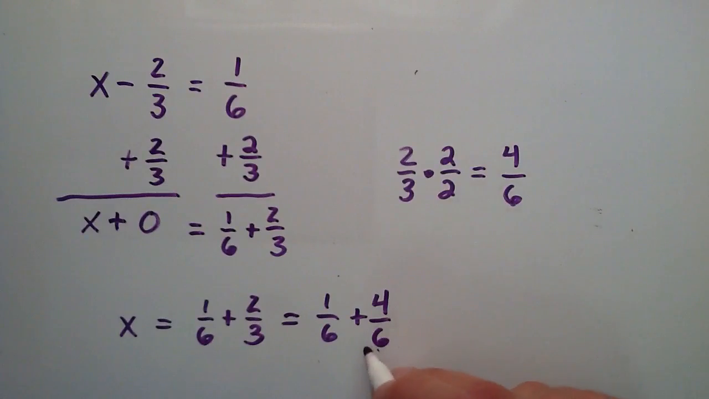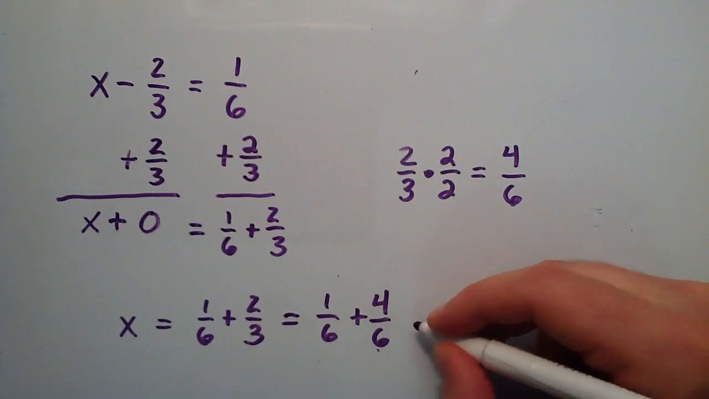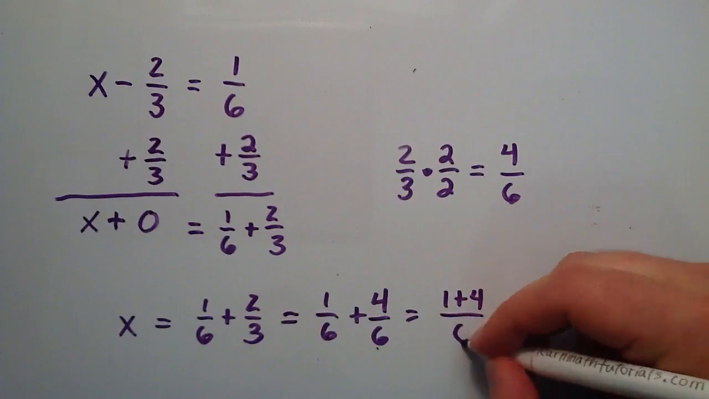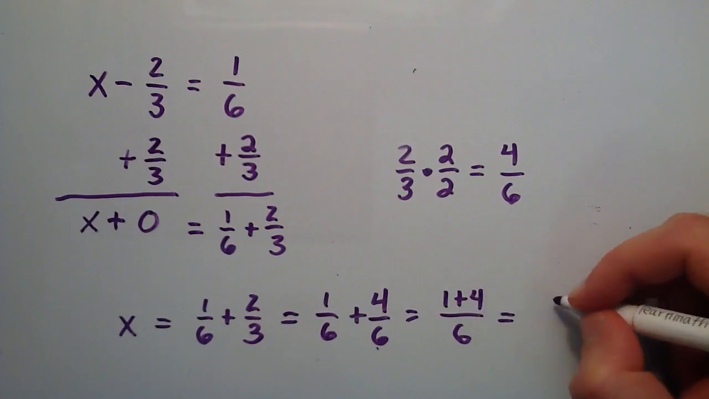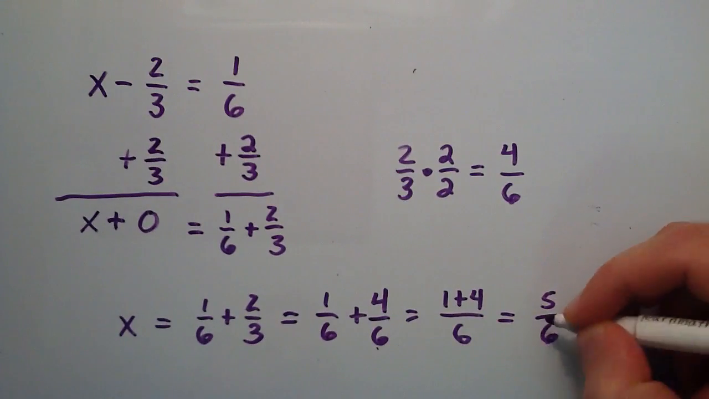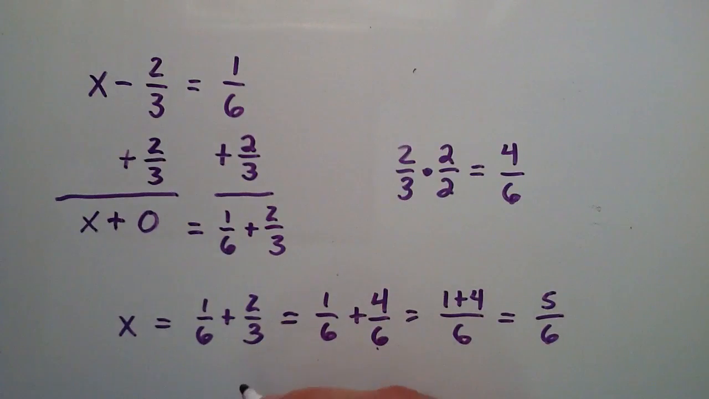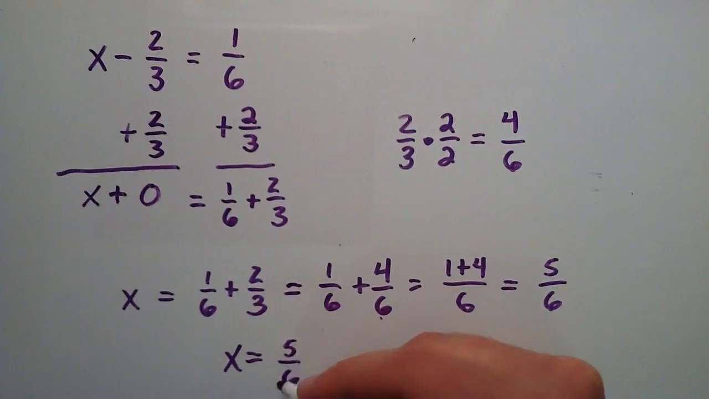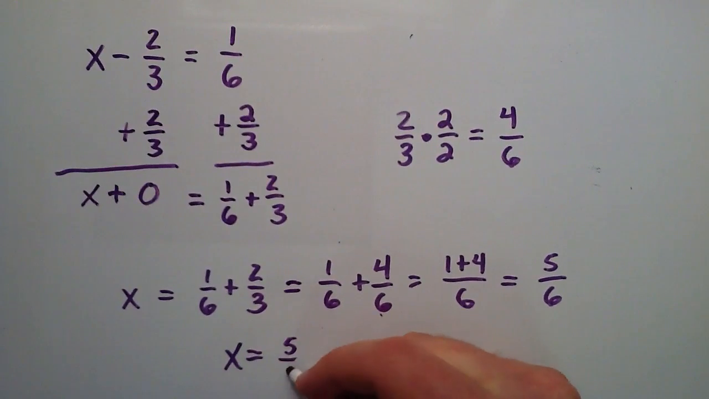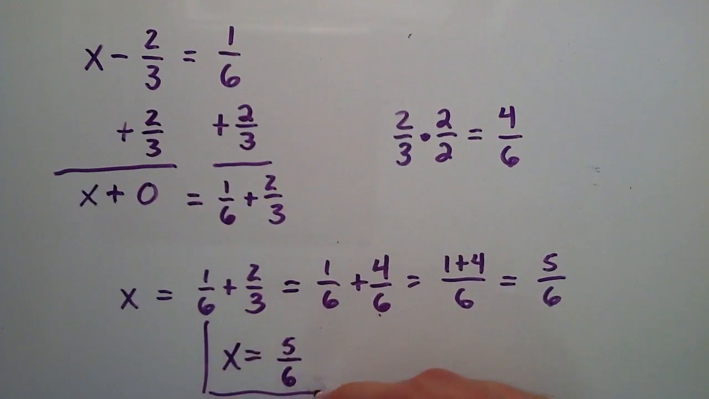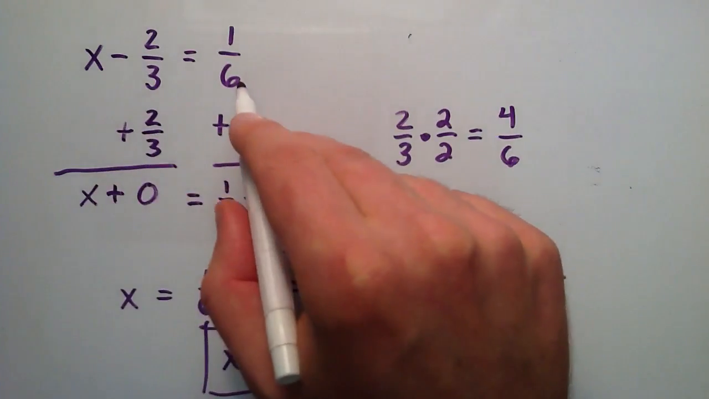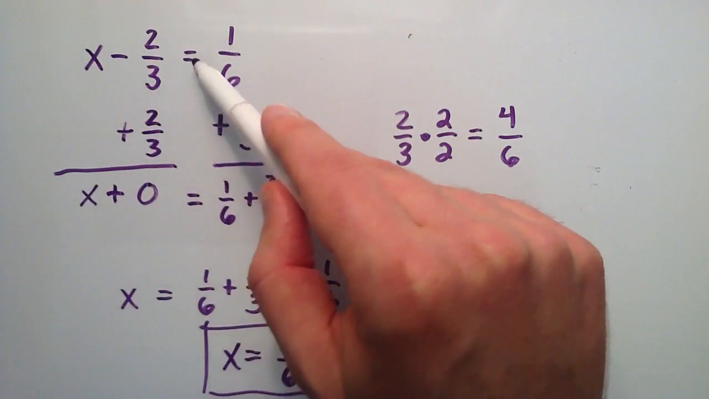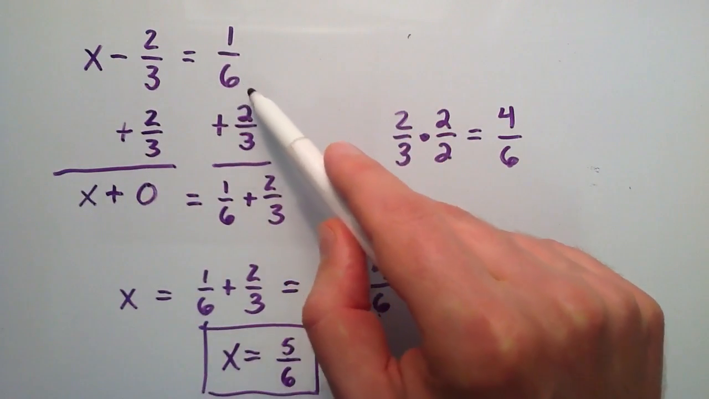And now that we have the same common denominator of 6 on both of our terms, we can simply add the numerators together. 1 plus 4 over 6, and 1 plus 4 is equal to 5. So our answer is 5 over 6. So x is equal to 5 over 6. So this is the value that x has to be for our statement up above to be true. 5 over 6 minus 2 over 3 is equal to 1 over 6.